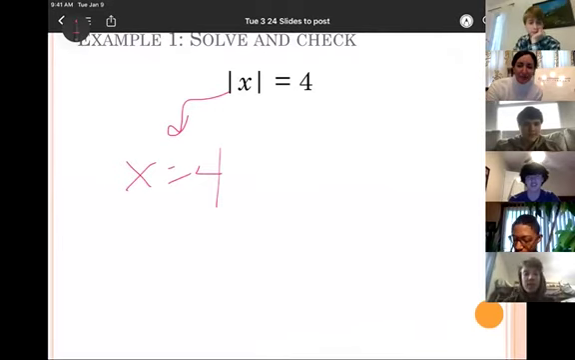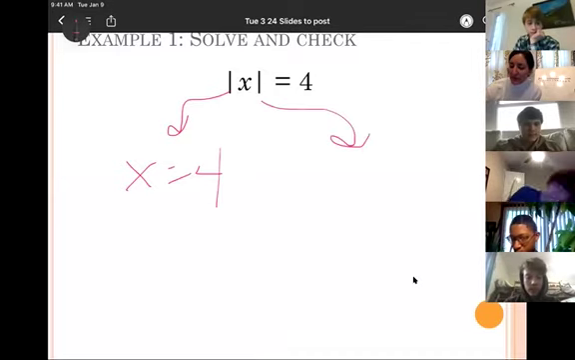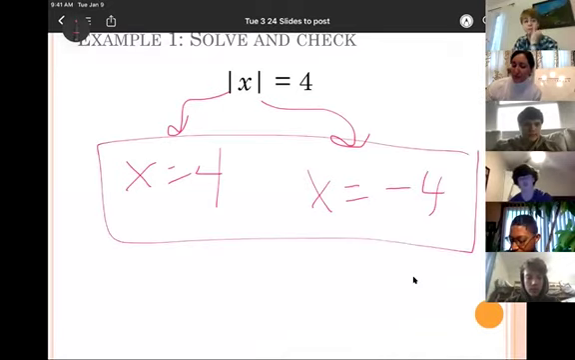Thank you. All right. How about our other solution here? What's another number whose distance from 0 is 4? -4. So these are your 2 answers to that equation. There's 2 things you can put in for x, 4 and -4.